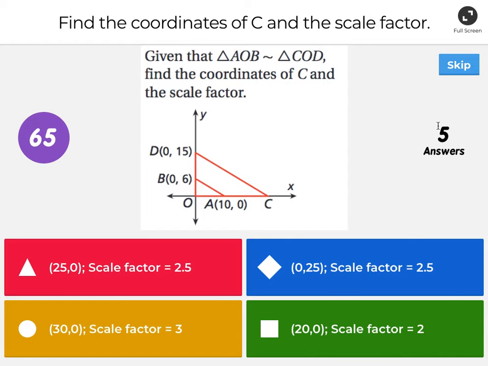So the scale factor, you just divide whichever one is being dilated by the original. So it's 15 over 6. It's just 2.5. Right? You just divide. Take out the greatest common factor to get the simplest form. Okay?